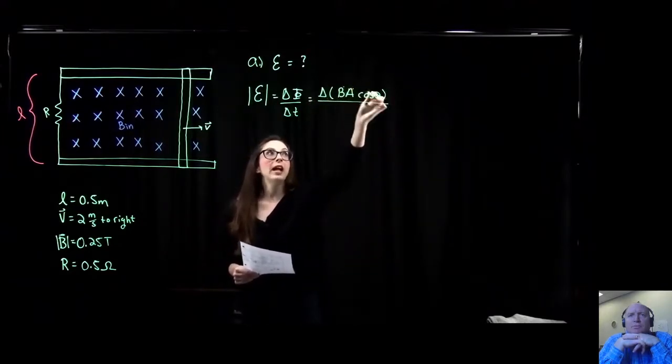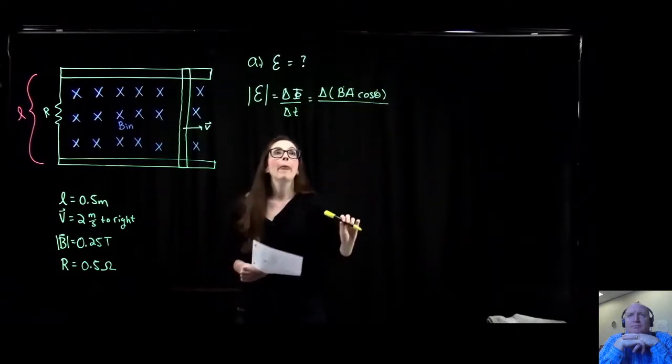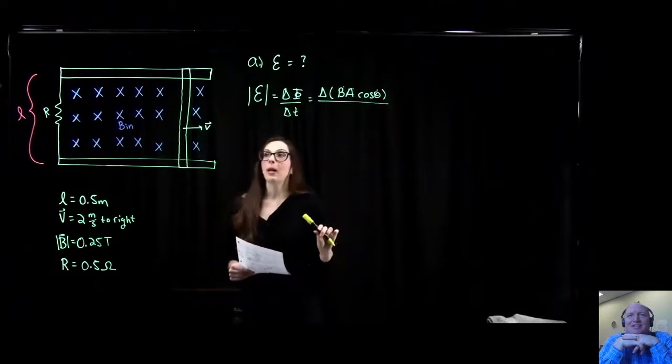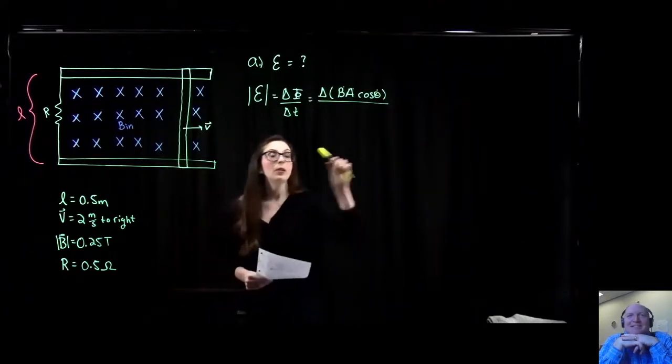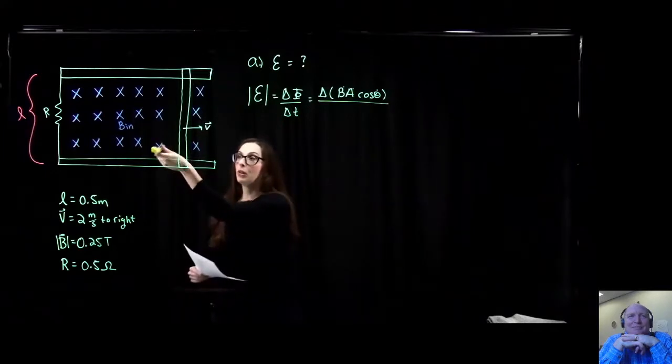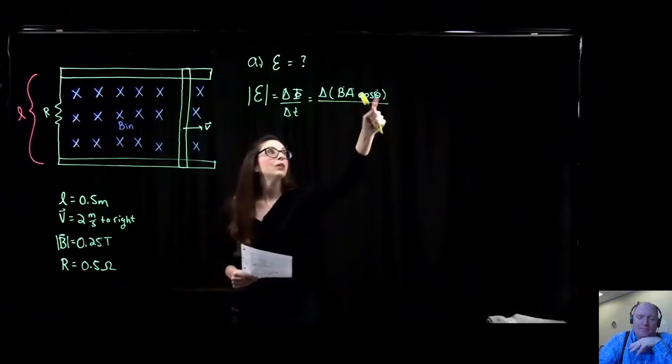B could change, A could change, or this angle theta can change, which is the angle between my magnetic field and the perpendicular to the loop. She's got field dots over them now. It makes me think perpendicular to the loop and my magnetic field are aligned with each other.